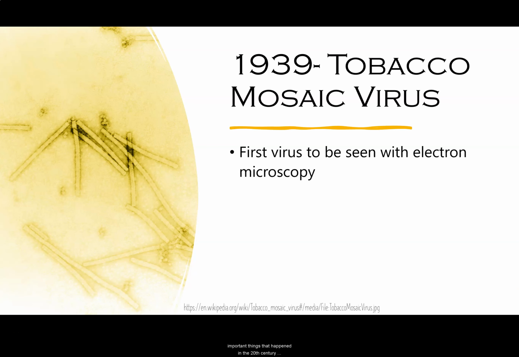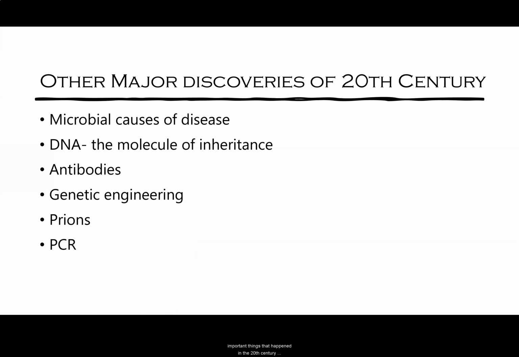Now, there were some other important things that happened in the 20th century. So we discovered a variety of different microbial causes of disease, lots of different species of microorganisms associated with very specific diseases, from malaria to syphilis to AIDS, for example. We were finally able to tie a specific microorganism to those diseases. We also discovered that DNA was the molecule of inheritance. Antibodies were discovered, and our understanding of the immune system became greater.